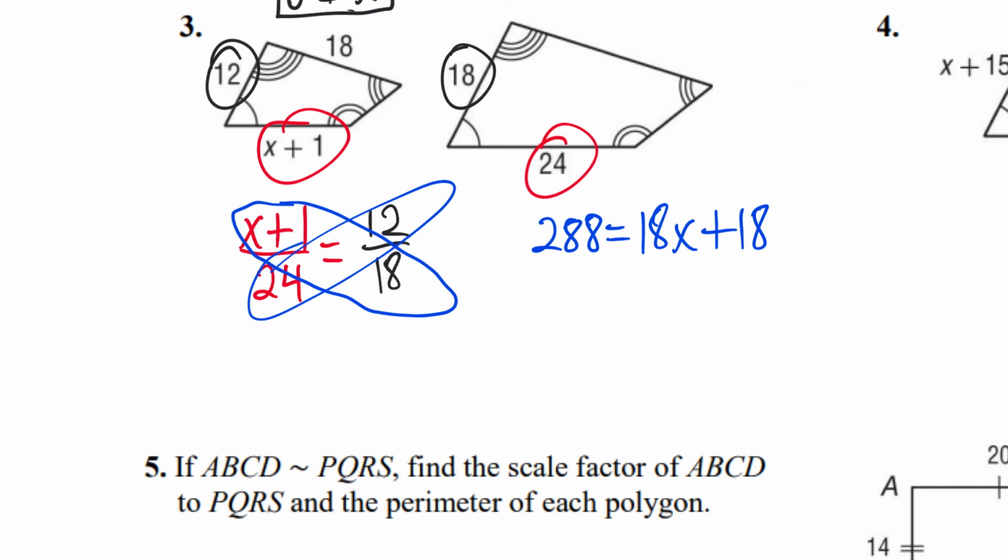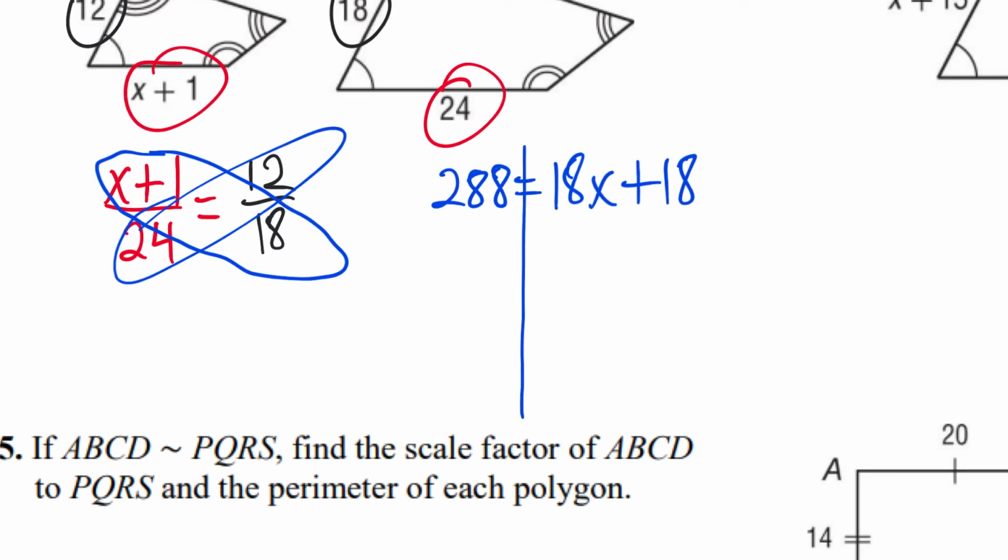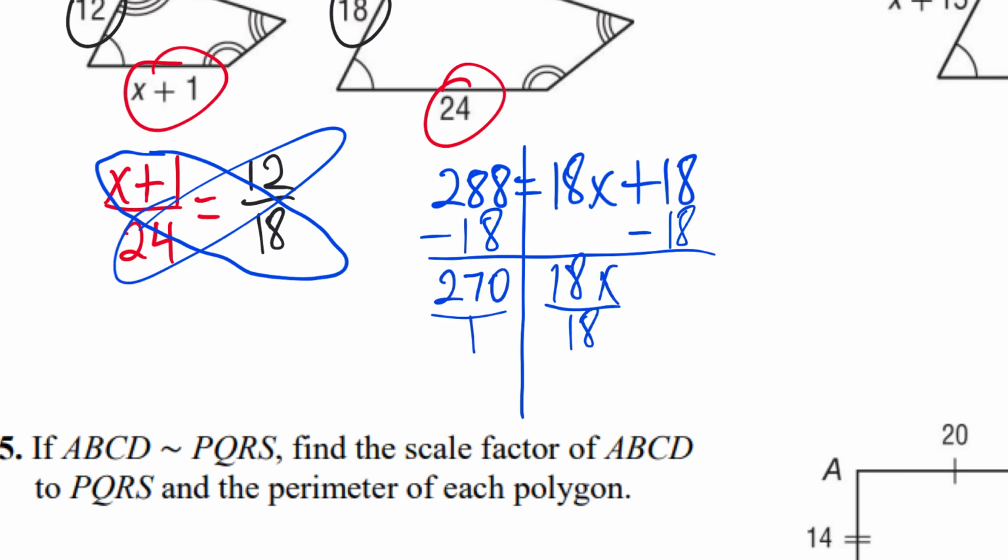Alrighty. So we're going to subtract 18 on both sides. We get 270 equals 18x. Divided by 18. X equals what? X equals 15.